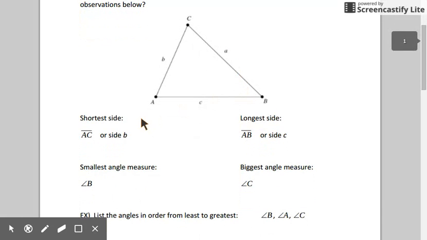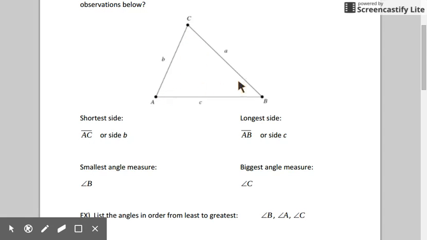So by doing so, we find that the shortest side length is going to be side AC or side B, segment AC or side B. The longest side is going to be segment AB or side C, and the one in the middle is going to be side A or segment BC. The smallest angle we're going to discover is angle B, and the biggest angle is angle C, and so angle A is going to be in between them.